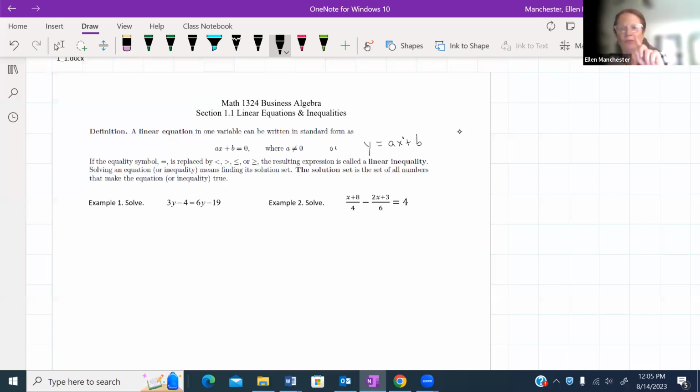That's it. You have one answer. With an inequality, you have a series of answers. So it could be all the values greater than 2, or all the values less than 5, or all the values between 2 and 5. So that's what makes the big difference between an equation, which has one answer and one answer only, and an inequality, which has a series of values.